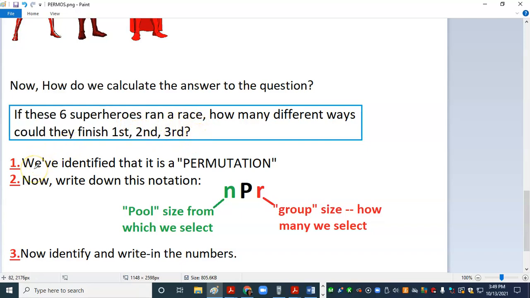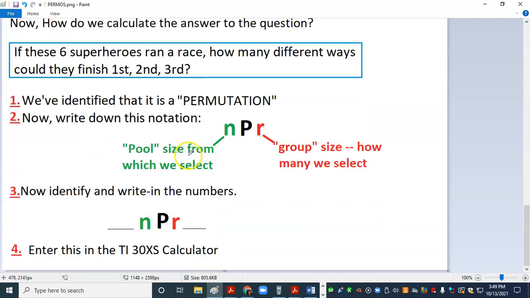Step 1, we've identified that the order matters, so it's a permutation. So I'm going to write down a notation, but this time I'm going to put in a P for permutation instead of a C for combination. I'm going to write down nPr. We still have the same n. It's the pool size from which we select. We had 6 superheroes. I know there was 7, but I don't know who that guy was on the end. There were 6 superheroes from which to choose who ran the race. And that is our group. That was our pool size.